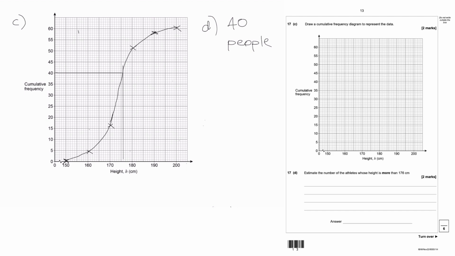So our answer is that the number of people above this point is this many people. So it's going to be roughly in the region of about 20 people with a height greater than 176 centimeters.